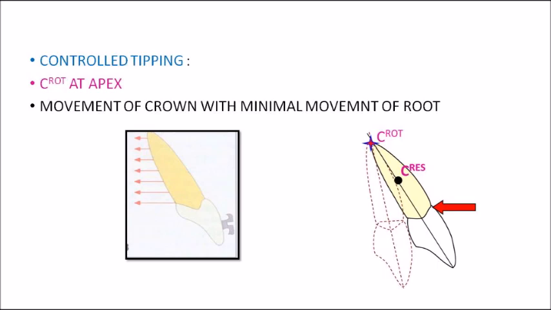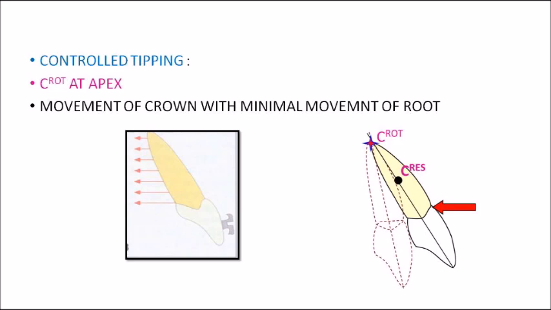So please look at the picture on the right side. You can see that the center of rotation is located at the apex for controlled tipping, whereas for uncontrolled tipping the center of rotation was located above but very close to your center of resistance. But here the center of rotation will be located at the apex region. And also please look at the picture on the left side. You can see that with the force being applied, the pressure is felt on the opposite periodontal ligament region, but over a much wider area. Please look at the red arrow marks, which denote the loading diagram.